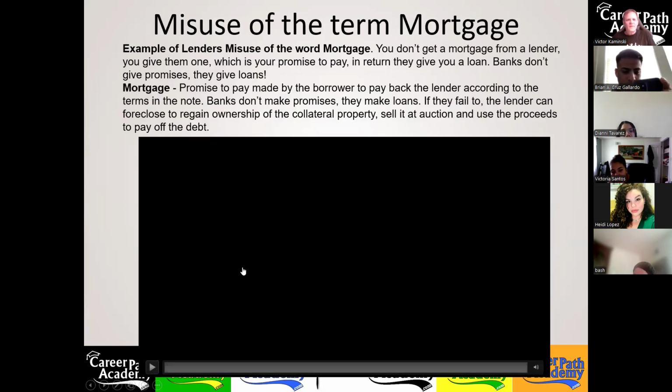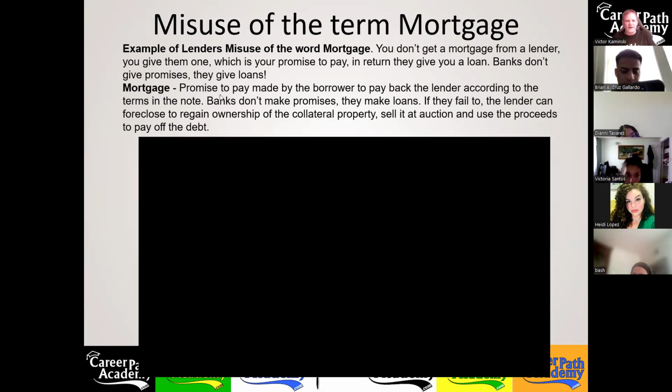Okay, so look, here's an example of lenders even misusing the term mortgage in this commercial, which I recorded. So remember, the mortgage is the promise to pay. It's made by the borrower to pay back the lender according to the terms in the note.